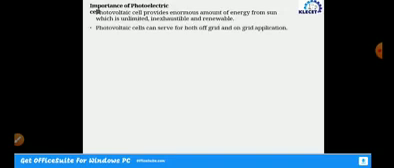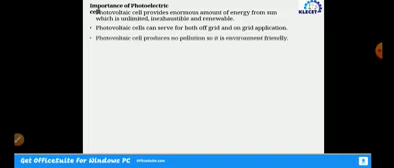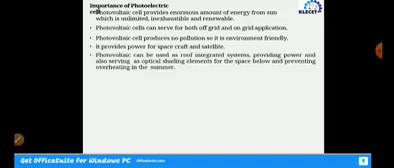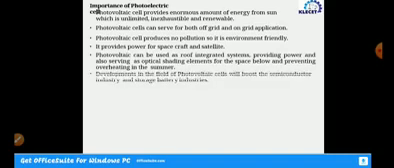So a photovoltaic cell provides an enormous amount of energy from the sun, which is unlimited and inexhaustible, like a reservoir, and solar energy is a renewable energy source. Photovoltaic cells can serve both off-grid and on-grid applications, and they produce no pollution, so they are environmentally friendly. They provide power for spacecraft and satellites, and so on. That is the importance of photovoltaic cells.